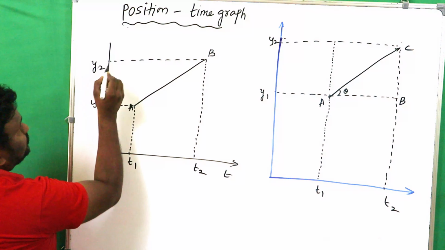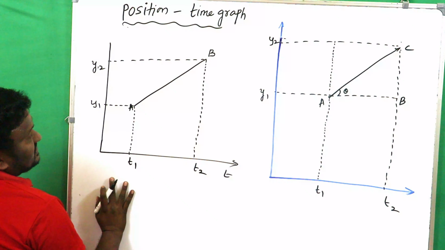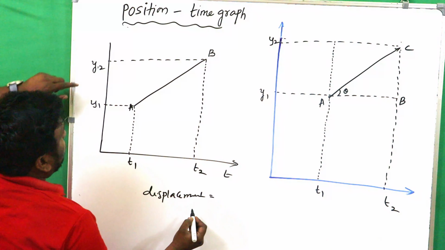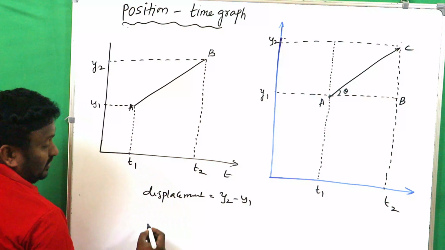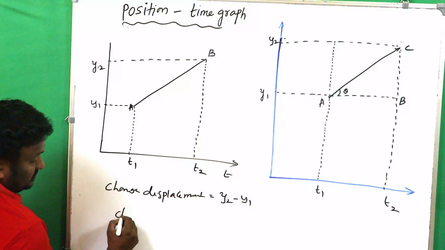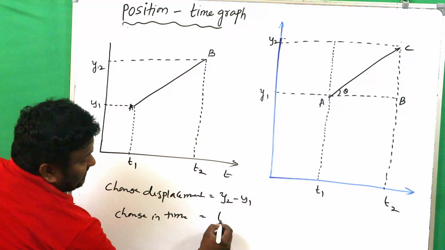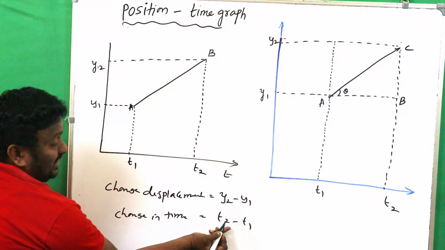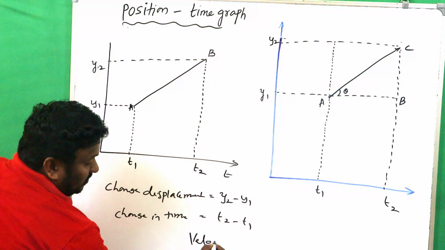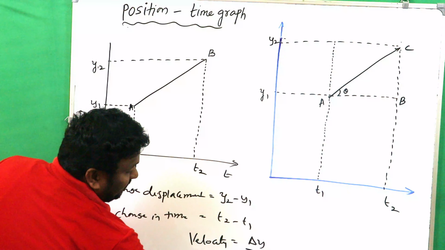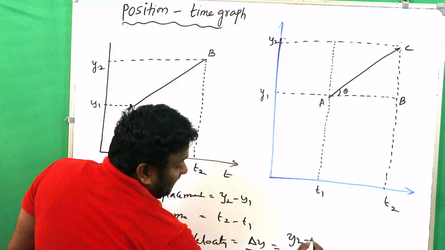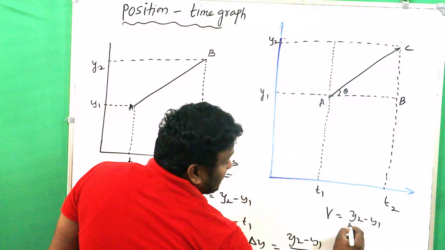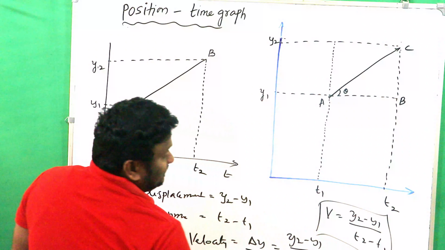What is y2? Clear? In this case, the change in displacement is y2 minus y1, and the change in time is t2 minus t1. Change in displacement over time gives velocity. So velocity is equal to delta y by delta t. Here delta y is y2 minus y1, and delta t is t2 minus t1. That's why velocity is given by the formula (y2 minus y1) by (t2 minus t1).